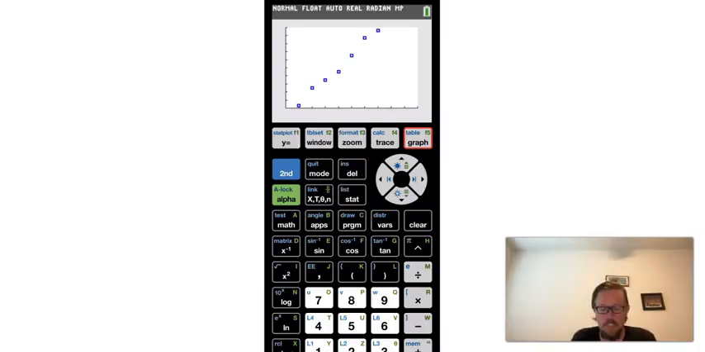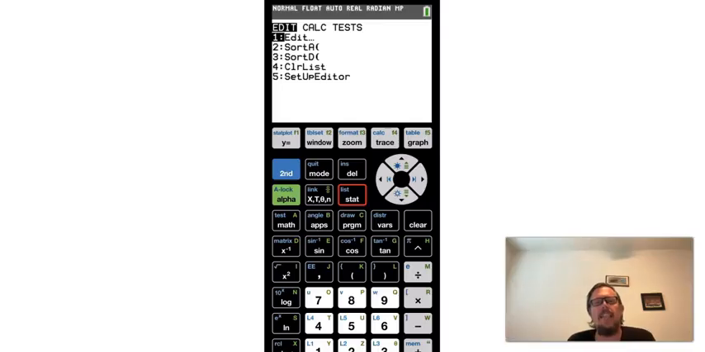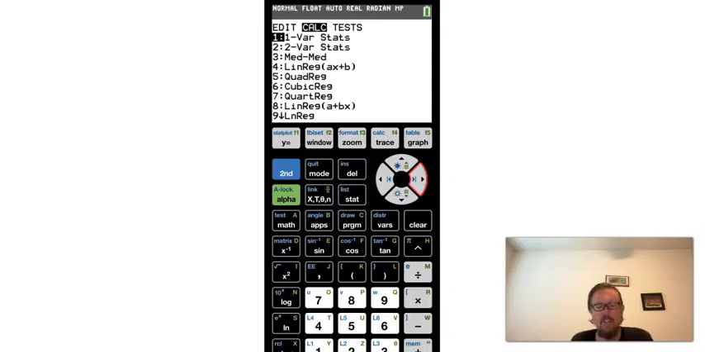Again, we're going to go to our stat menu. And this time we're going to arrow over one time so that we're looking at that calc menu. So stat calc. The calculator does not call it a best fit line. The calculator uses the sort of highbrow math term for it, which is linear regression. And that is this fourth option right here. And you can see that it uses AX plus B, which reminds us a lot of MX plus B.